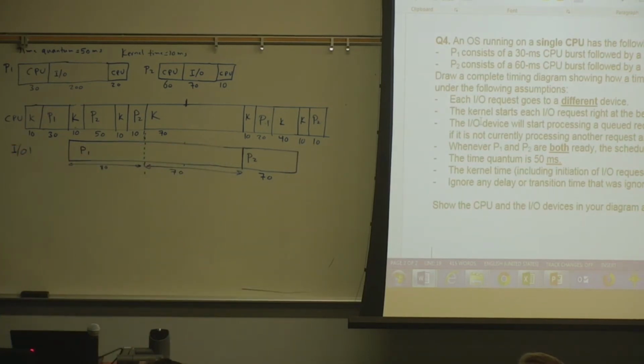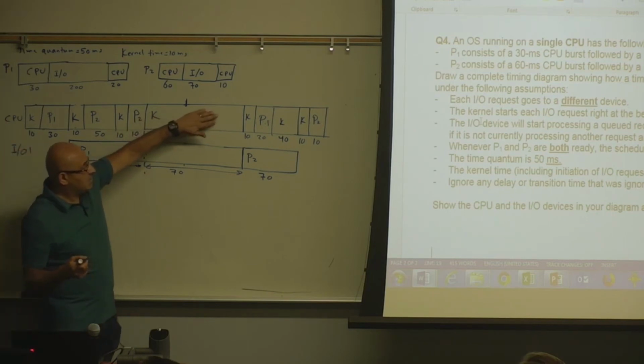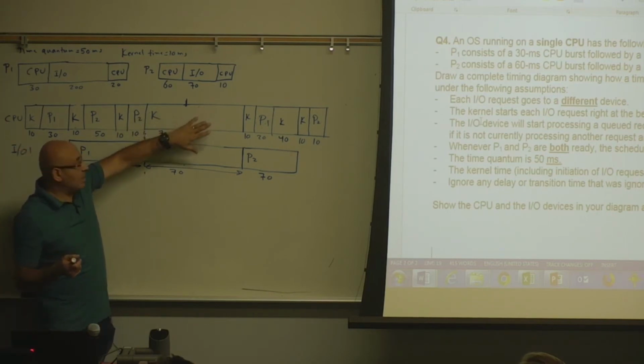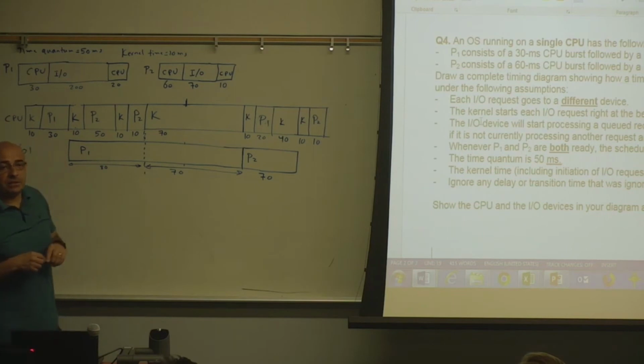So the idea is, P2 will be waiting until the I/O device is done with P1, and during this long period of time, the kernel will not find any ready process.